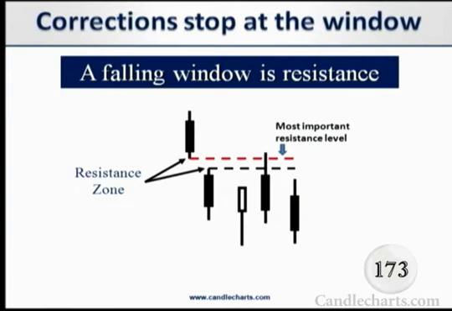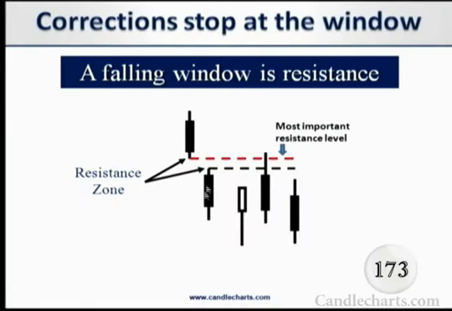Now, just as the rising window becomes support, the falling window becomes a resistance area. Bearish continuation. The market is moving south, we should be looking for rallies to sell. The rallies should run out of steam within the falling window's resistance zone. Pivotal resistance is the top, the red dotted line, where I say the most important resistance area.